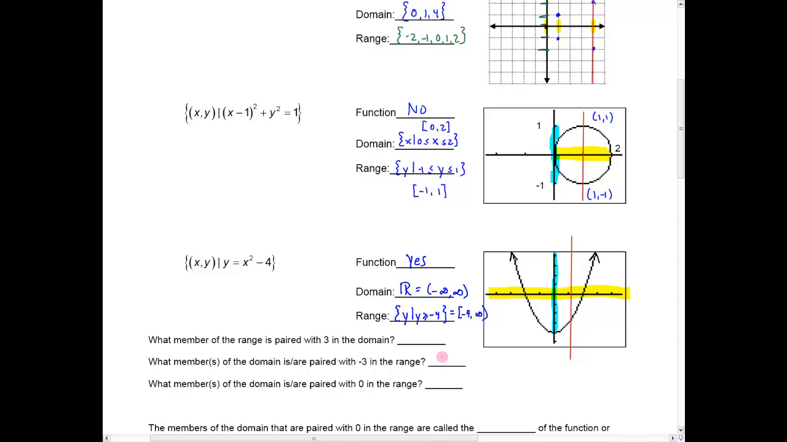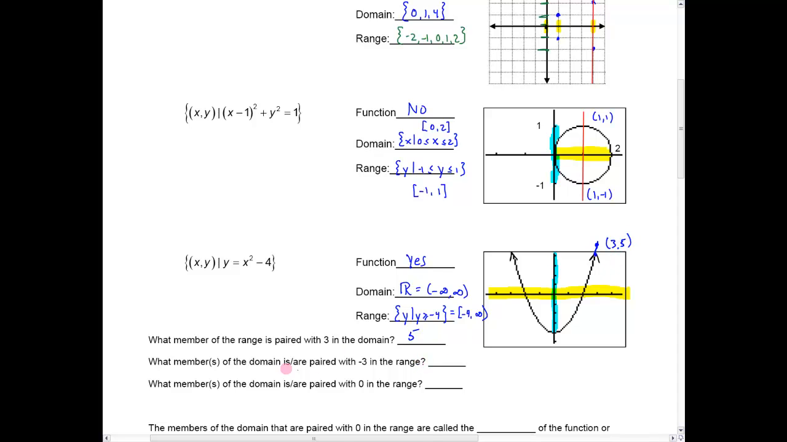Okay? Now, let's ask ourselves a couple questions here. What member of the range is paired with 3 in the domain? If I look at 3 in the domain right here, 1, 2, 3, it looks like that would be this point here. 3 squared is 9 minus 4. I maybe don't have a high enough mark on my graph there, but that's going to be about 5. So what member of the range is paired with 3 in the domain? That's going to be 5, because I plug in x equals 3 and I get out 5, and you can sort of see it, this point up here. This would be the point (3, 5).